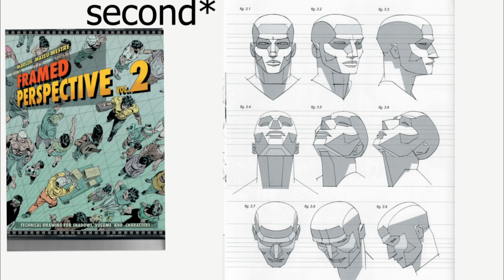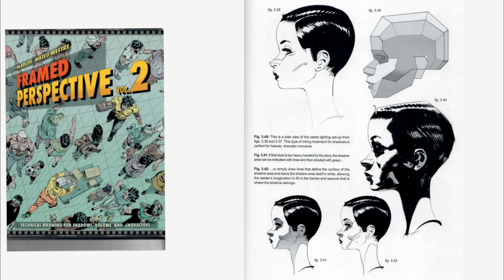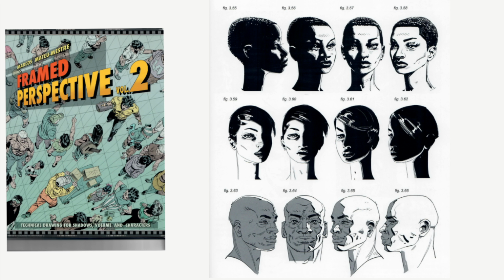The second book was Framed Perspective 2, made by Marcos Mateus Mestre. In this book, he is not literally making a tutorial like how to draw the head, but he covers several topics and several things that will help you to understand how to work with the human head in perspective.